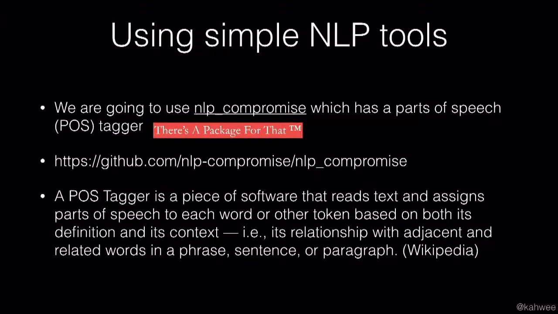And a parts of speech tagger is a piece of software that reads the text and assigns parts of speech to each word and other tokens, based on both its definition and its context, that is, its relationship with adjacent and related words in a phrase, sentence, or paragraph. So it sounds a little complicated, so I'm going to break it down for you in preschool English. And we shall start with a phrase like, I have a pen.